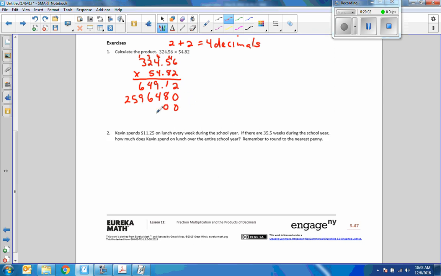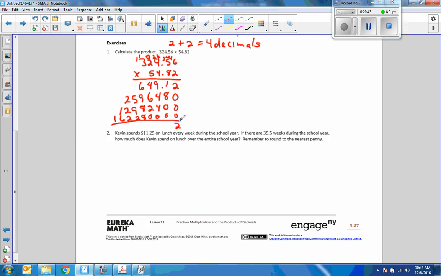0. 6 times 4 is 24, carry the 2. 5 times 4 is 20, plus 2 is 22, carry a 2. 16 plus 2 is 18, carry a 1. 4 times 2 is 8, plus 1 is 9. 4 times 3 is 12. Okay, 3 zeros. 5 times 6 is 30, carry the 3. 25 plus 3 is 28, carry the 2. 5 times 4 is 20, plus 2 is 22. 5 times 2 is 10, plus 2 is 12, carry 1. 5 times 3 is 15, plus 1 is 16.